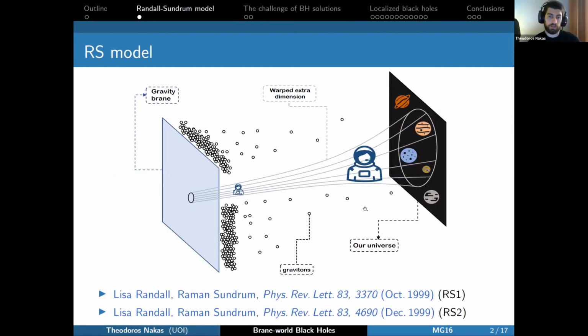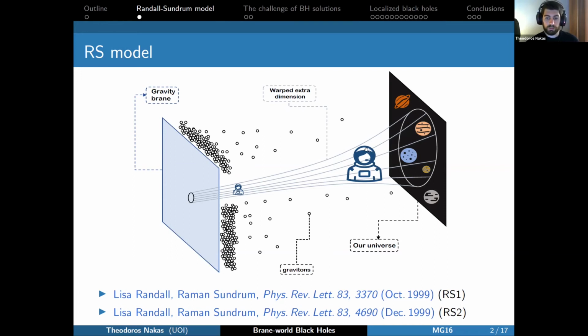So, in 1999, Lisa Randall and Raman Sundrum published their model in Physical Review Letters, which looks like this. Their model is a five-dimensional gravitational model with a warped extra dimension, which is confined by two four-dimensional branes. Due to this warping of the extra dimension, objects closer to our brane, namely the brane on the right, appear exponentially larger and exponentially lighter.